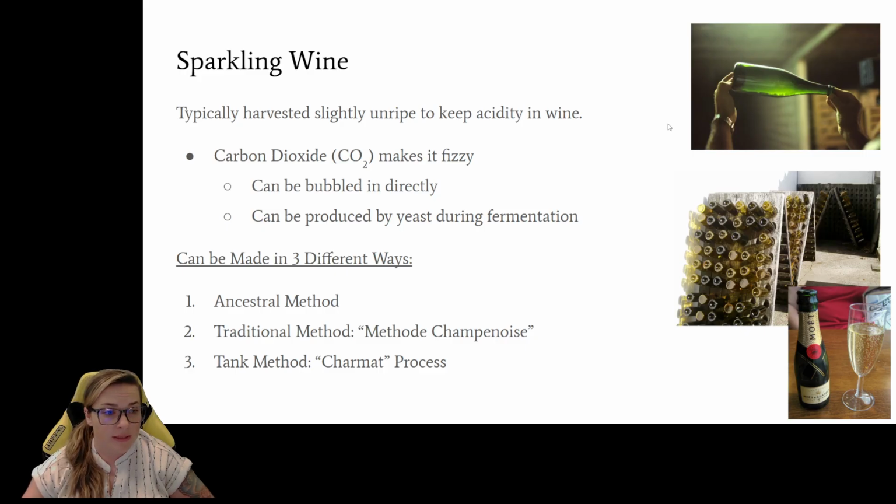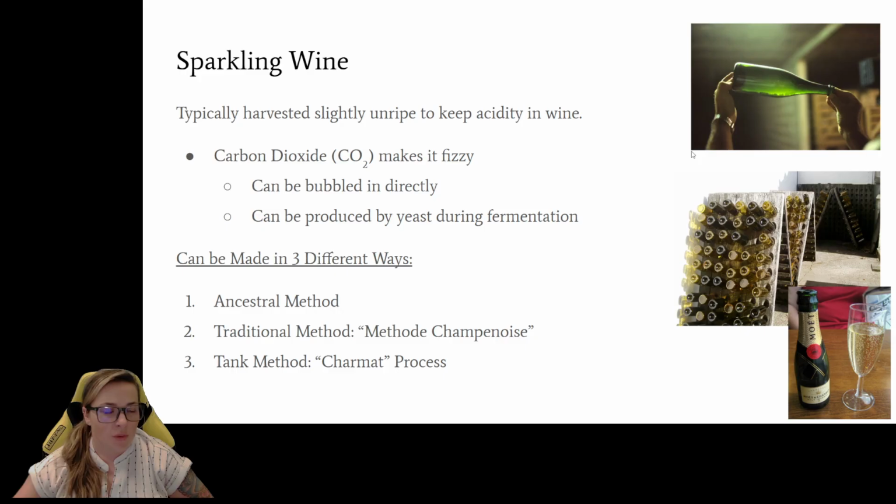So, for example, sparkling wine. Sparkling wine is typically harvested slightly unripe to keep the fresh acidity in the wine. So this is one of the first things to harvest. Typically, if you work in sparkling wine, your harvest is over much sooner than everyone else because you just started earlier in the game, right?